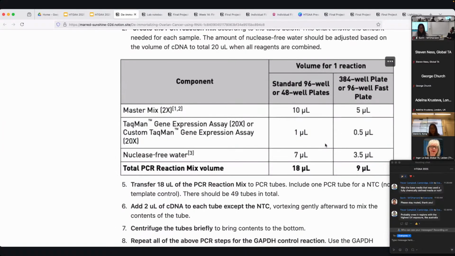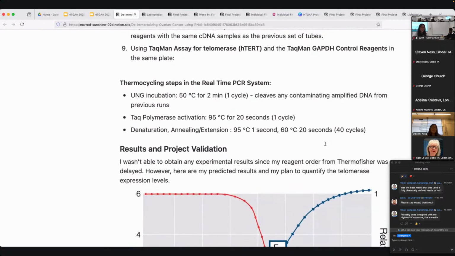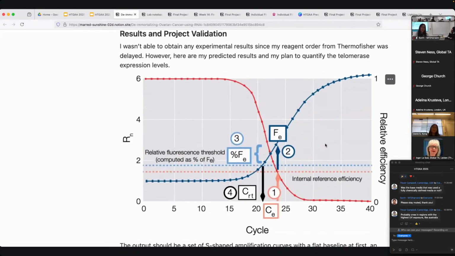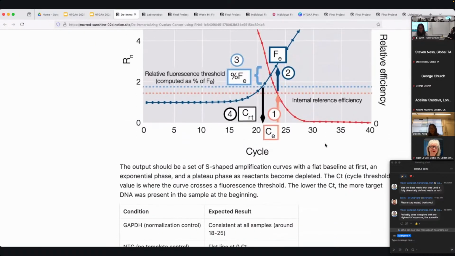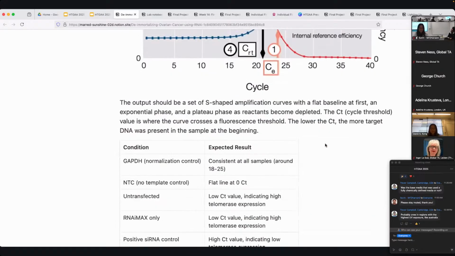So, more protocol on doing the PCR. And unfortunately, my reagents weren't delivered in time. So instead, for my results section, I've given an idea of what I expect to happen. So the output is a series of amplification curves, as you can see here.